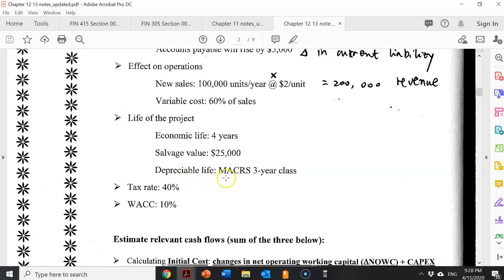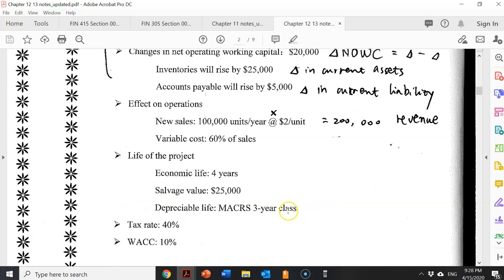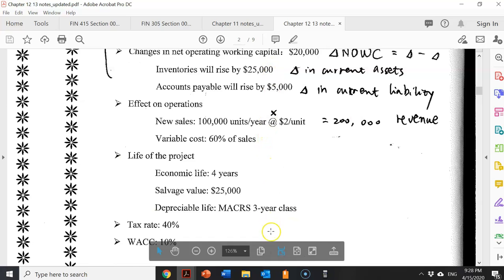Depreciable life uses MACRS, the 3-year class standard, to depreciate the value of the equipment. The tax rate is 40%, WACC is 10%. We're going to use all this information to calculate the initial cost, operating cash flow, and free cash flow.